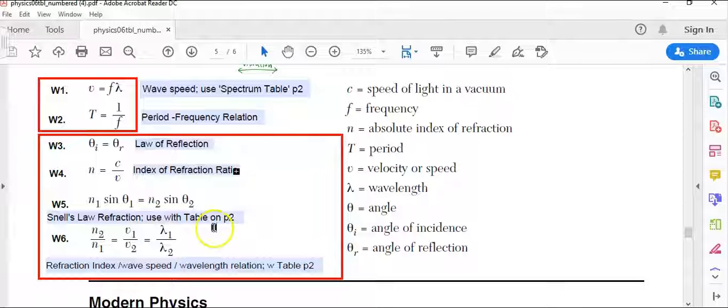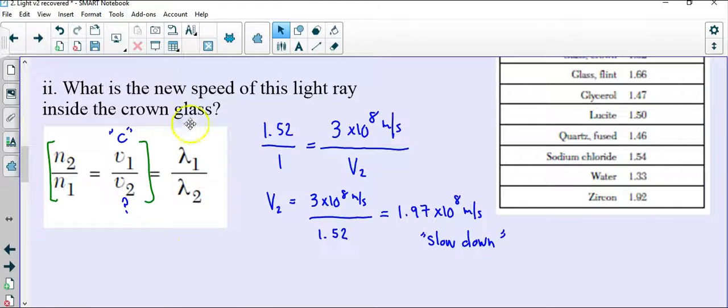And we see that this is formula W6 on the reference table. Now we don't need the lambdas at this moment, so we can just group, as I've done in green, the ratio of indices of refraction to the ratio of speeds. And we know that the V1 was the speed of light.